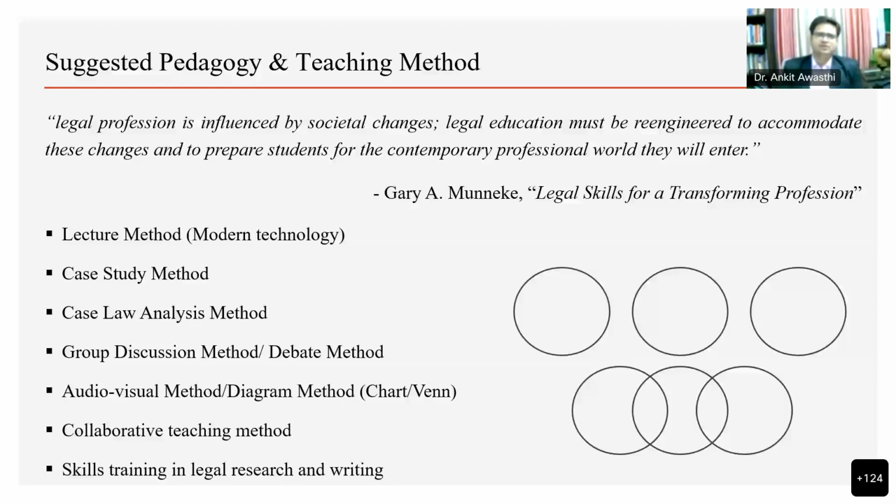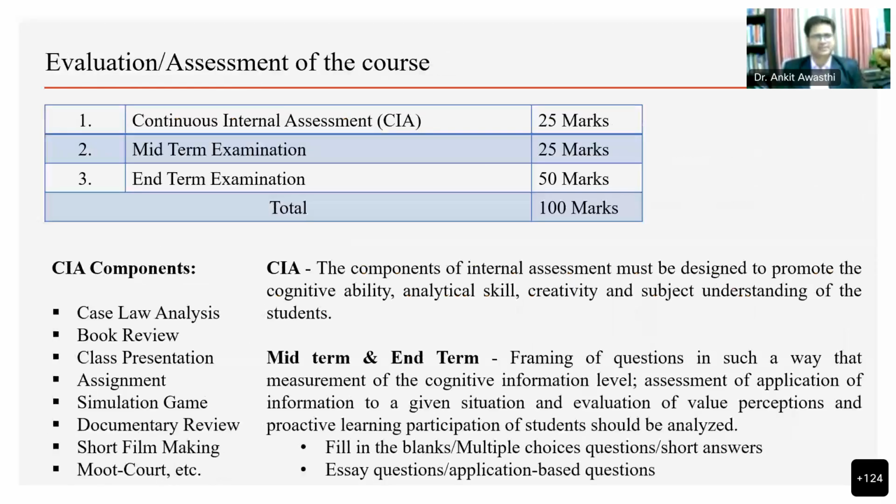The last one is evaluation and assessment, of course. There are different ways which could be adopted. In my university, this is something which we are following. Continuous internal assessment, which is of 25 marks, then midterm is of 25 and end term is of 50. So overall 100 marks. And CIA, which is known as continuous internal assessment, is the component of internal assessment, which I have just cited in my previous slide.